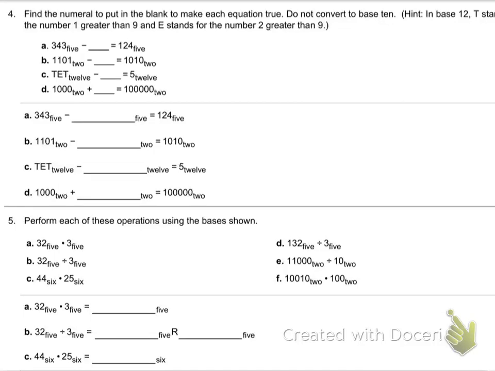Okay, so here we are in number 4. And so we want to put the right number in the blank. So we have 343 base 5, minus what is 124 base 5. So we're wondering, what number can we subtract to get 124 base 5? Well, call this x if you want to try to find x. Think with me, how are we going to figure out what x is here?